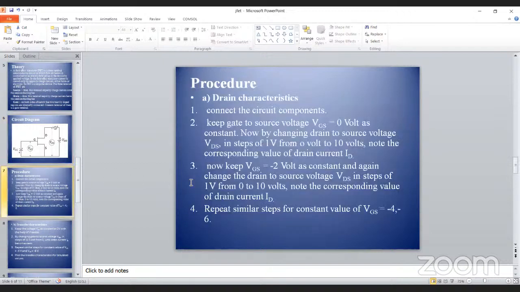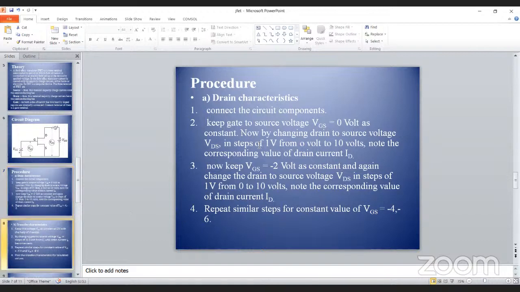Procedure: first is the drain characteristic. First connect the circuit components and keep gate to source voltage VGS equal to 0 volt as constant. Now by changing drain to source voltage VDS in steps of 1 volt from 0 volt to 10 volts, note the corresponding value of drain current ID. Now keep VGS equal to minus 2 volt as constant and again change the drain to source voltage VDS in steps of 1 volt from 0 to 10 volt. Note the corresponding value of drain current ID. Repeat a similar step for constant values of VGS equal to minus 4 and minus 6 volt.